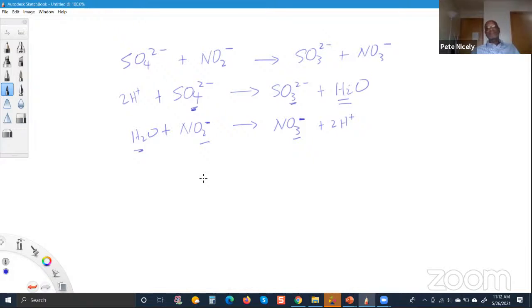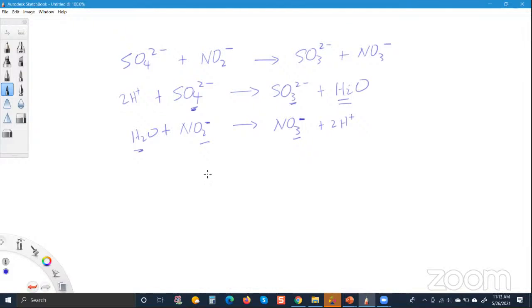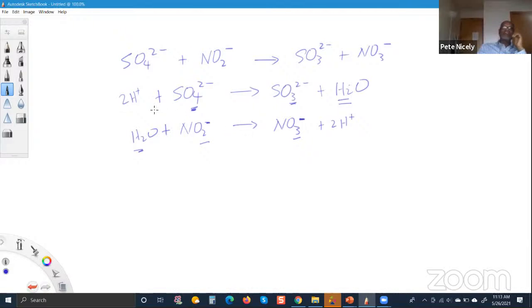We balance the charges. And how do we balance the charges? Is that when you add the electrons? Exactly. So let's deal with the first half equation. To which side do we add electrons and how many?